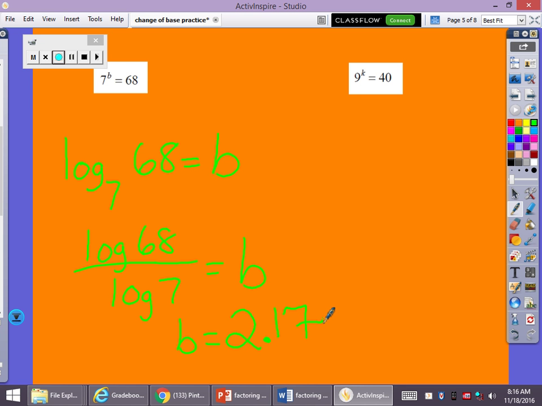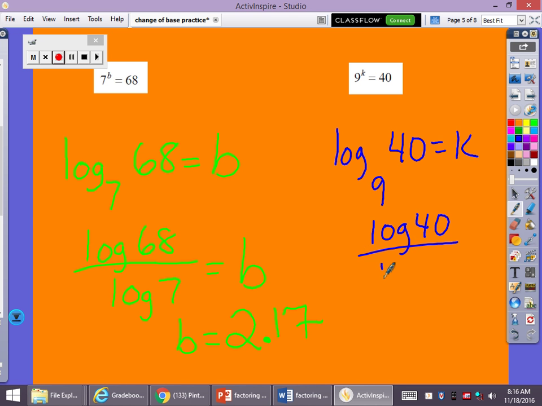Okay, somebody set up this one for me. Log base 9 of 40 is equal to k. So I do log 40 divided by log 9. Type it in your calculator quickly and you get, wow, somebody's really fast. You guys did it before I assigned it. Wow, you're fast on those buttons. Okay, are we good? All right, two more.